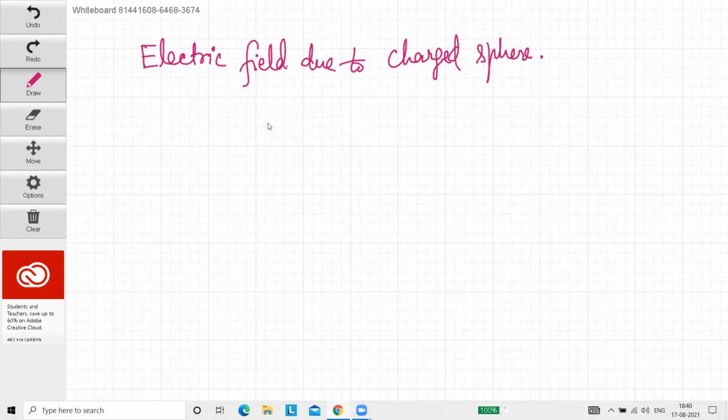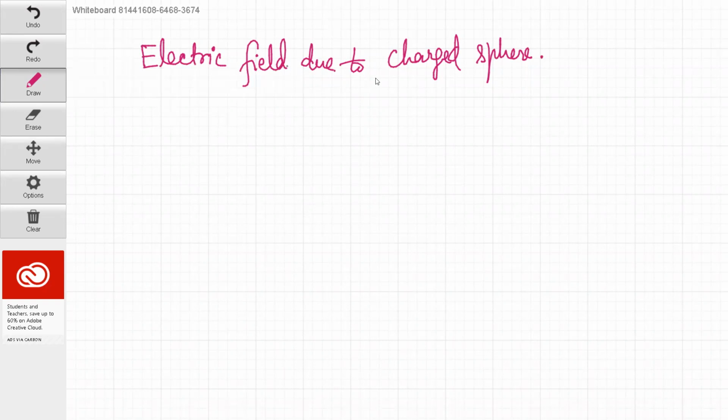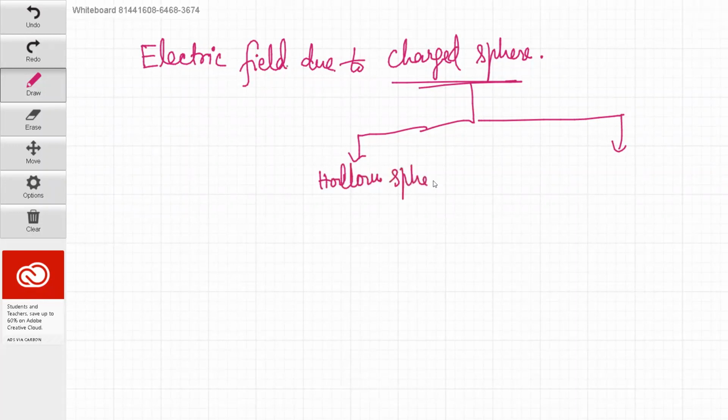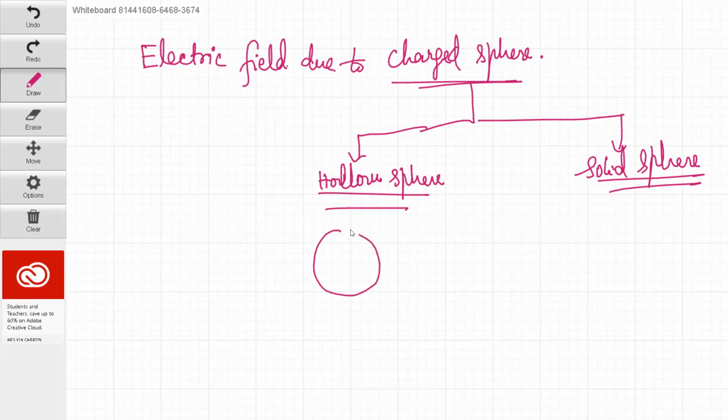Okay, so let's just start. There are two types of charged sphere. One is a hollow charged sphere and another one is a solid sphere. Is this okay? So a hollow sphere is charged with plus q charge.